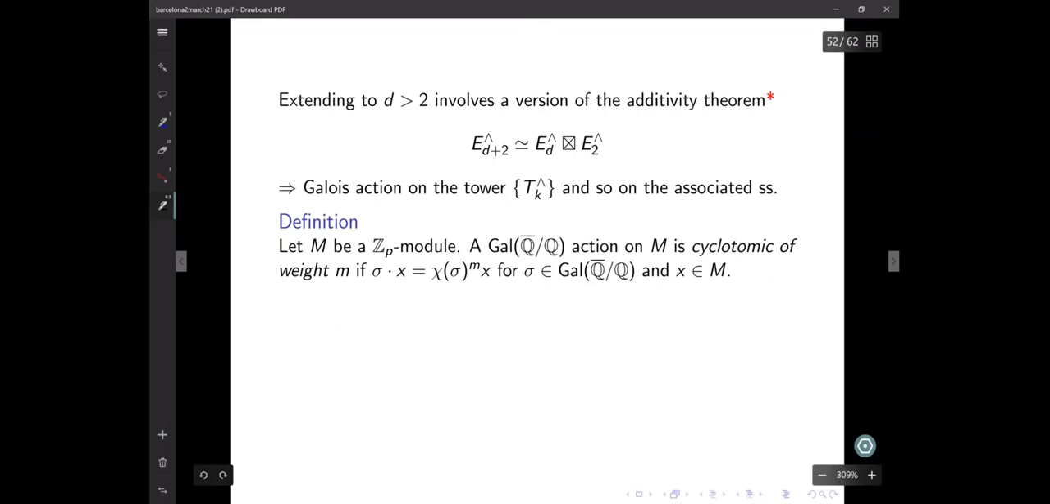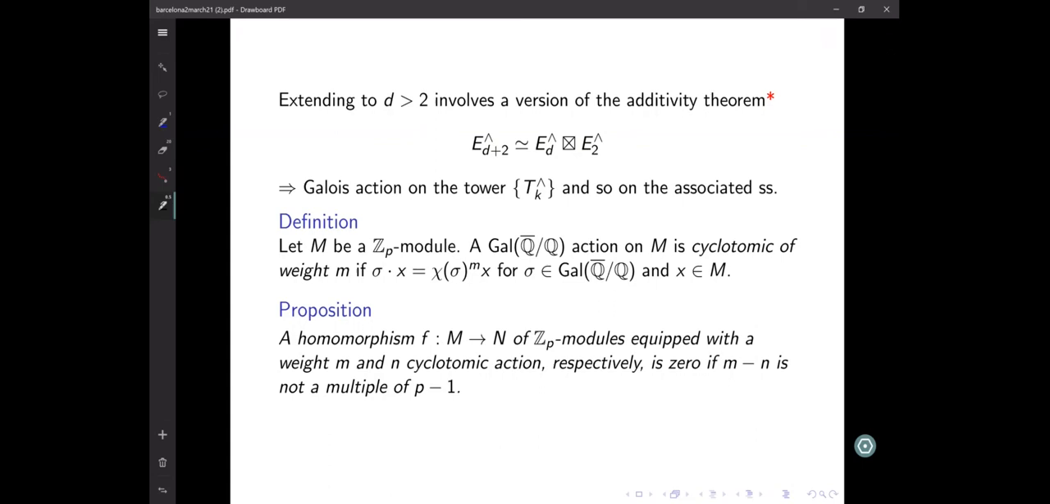So let me tell you a little bit about what this action looks like. So the following definition is important. If I have a Z_p module and I have a Galois action on this Z_p module, I say that this Galois action is cyclotomic of weight m if it acts by multiplication by the cyclotomic character to the power of m. Okay, so it factors through the cyclotomic character and it's just multiplication by the power of m. And if you take two Z_p modules and both of them have cyclotomic Galois actions, of weight m and weight n, then you can see that a homomorphism between them has to be zero if the difference between these two weights is not a multiple of p minus one.